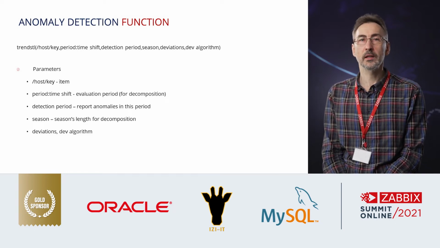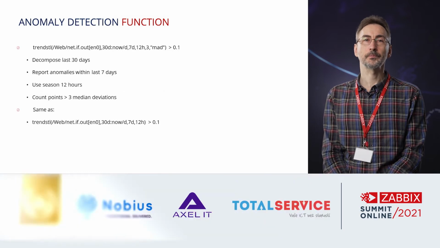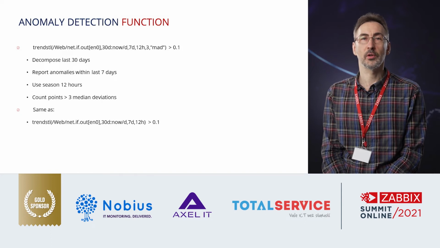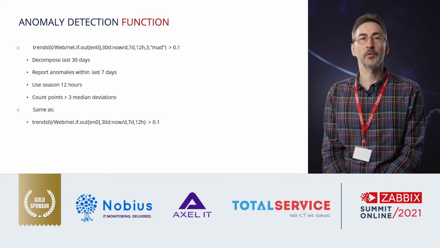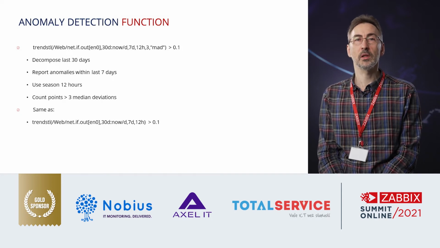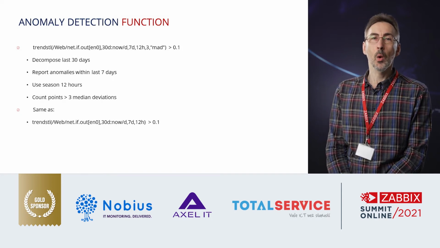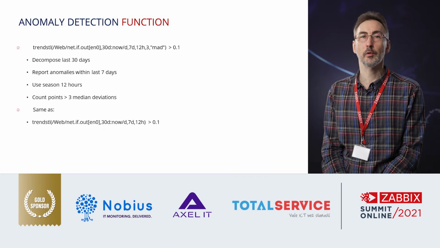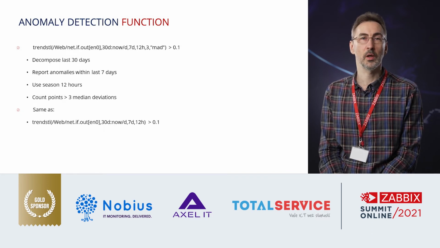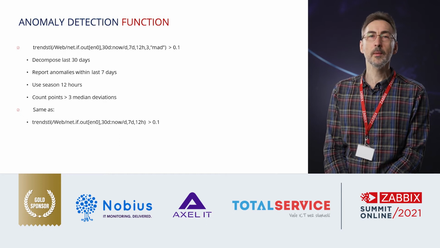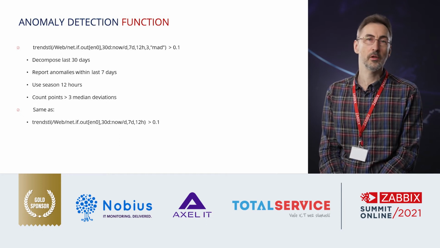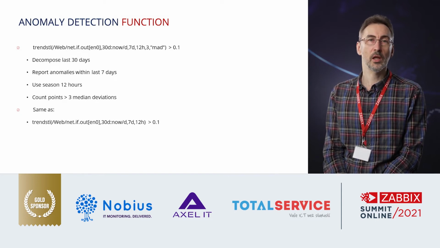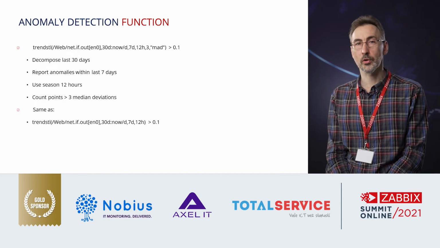Let's see how it can be used in a trigger. Here is a concrete example of possible usage. It decomposes the period of the last 30 days and reports anomalies that occurred in the last week. We selected 12 hours as a season because we know that the outgoing network traffic varies significantly between days and nights. We use the median absolute deviation function as a deviation calculation algorithm and use 3 deviations as a threshold to tell whether the value is anomalous or not.